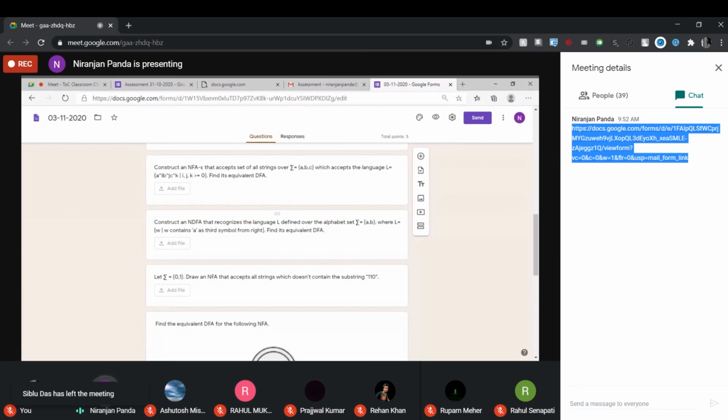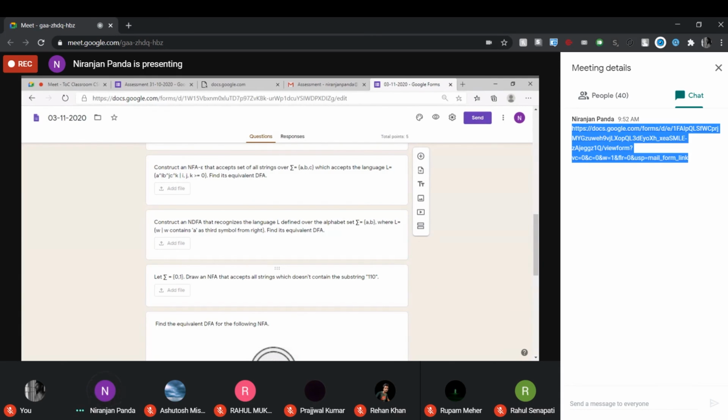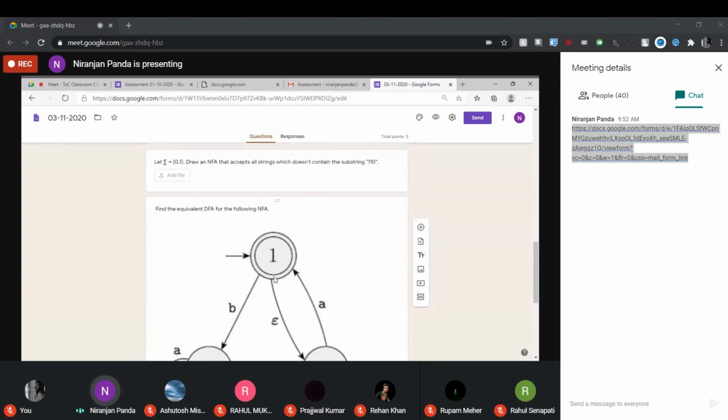Question number 2: W such that W contains A as the third symbol from right. For that, you have to design an NFA and convert it into DFA. Question number 3: you have to draw an NFA that accepts all strings which does not contain the substring 110.